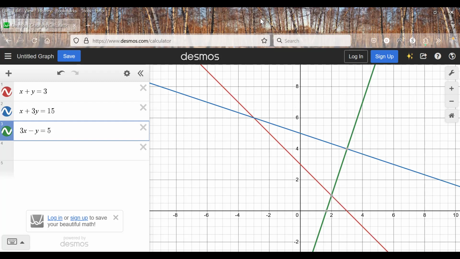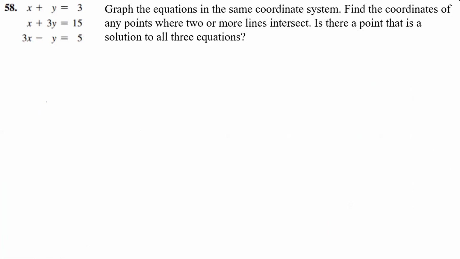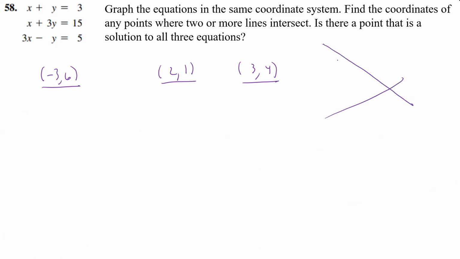So coming back over here, we can say one of the points we had was negative 3, 6. We also had the 2, 1, and then we had a 3, 4. So we had three individual points where lines were intersecting. We had three different points, but they never were all three in one place. So we had three different points for two lines only. All right, so that's how you do that.